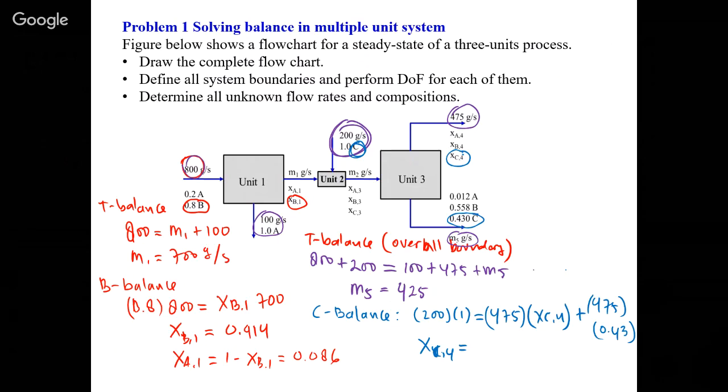Then it's equal to 200 minus 475 multiplied by 0.43 equal something.